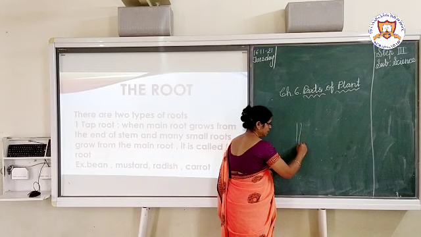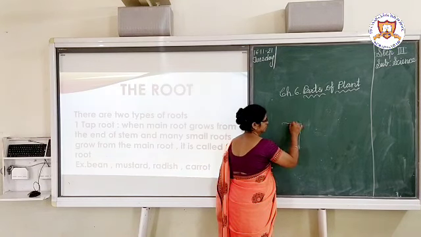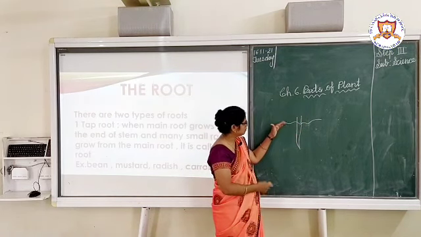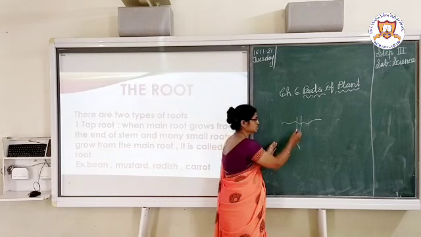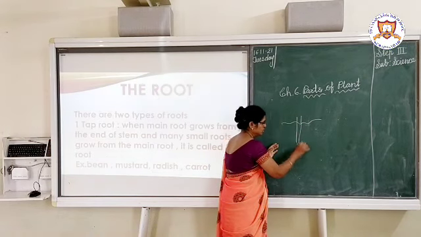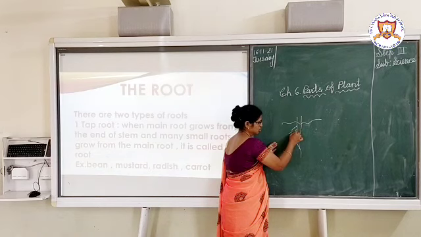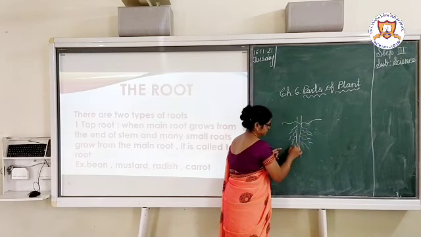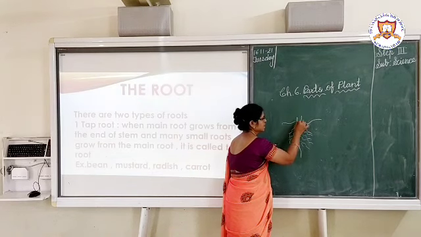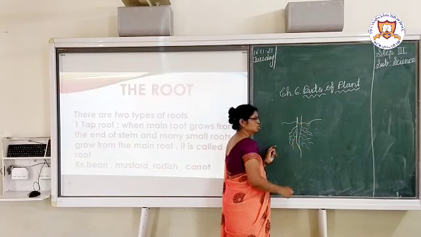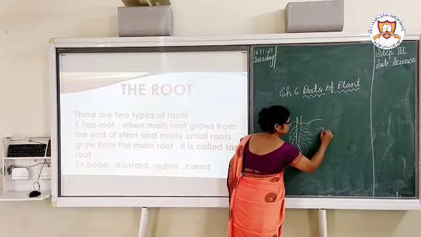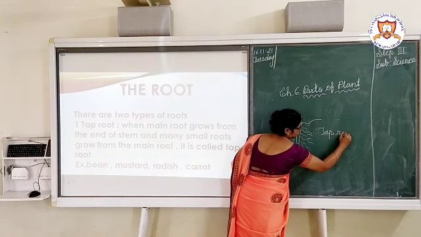There is a main root like this. I will show you the part which grows below the ground, how that root is. There is a main root which grows below the ground, and different types of small roots that grow on that main root like this. The main root is attached to the stem. This type of root is called a taproot.